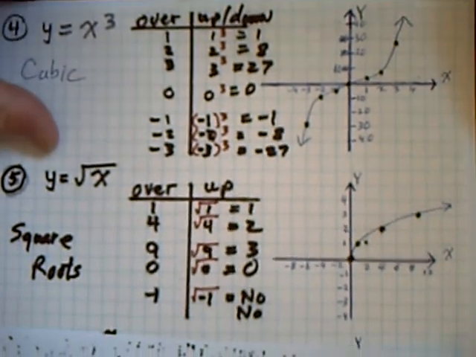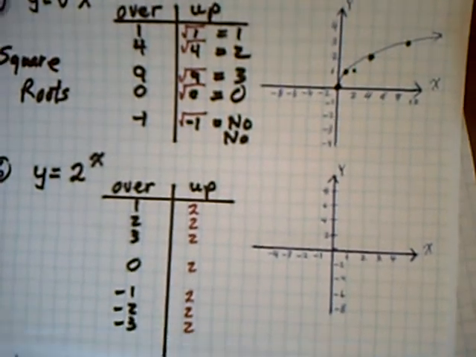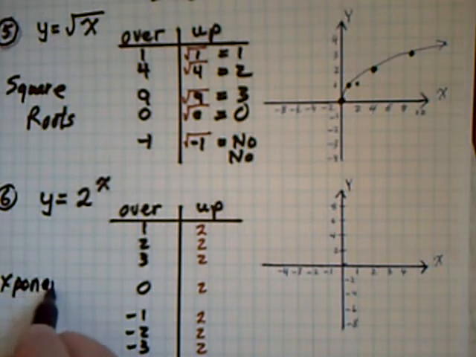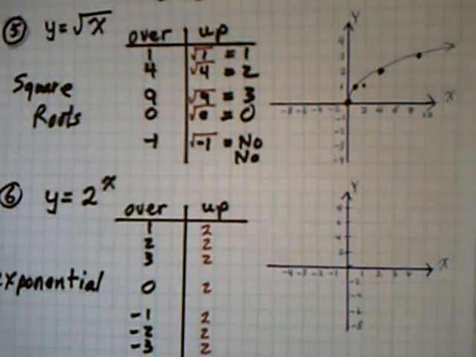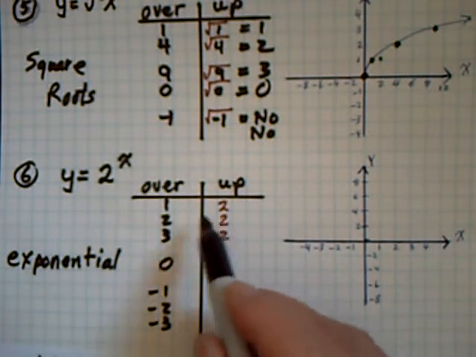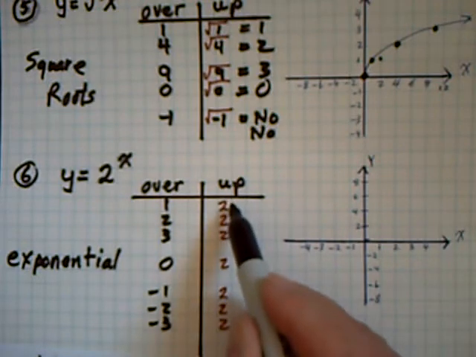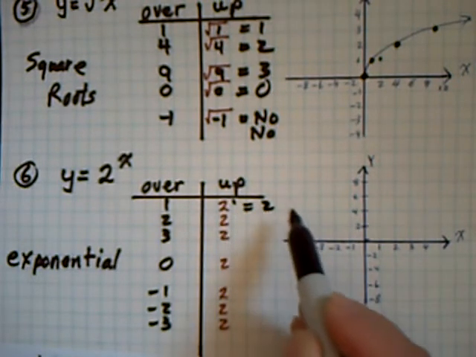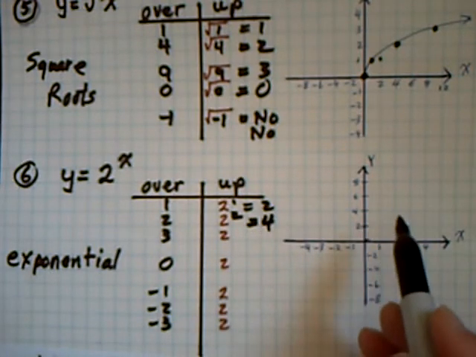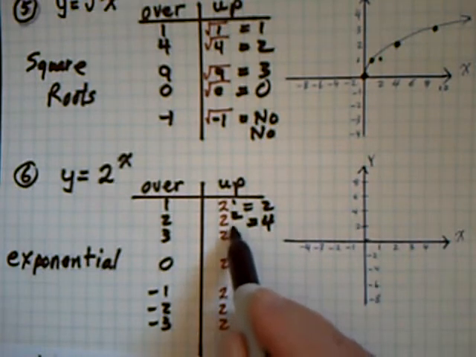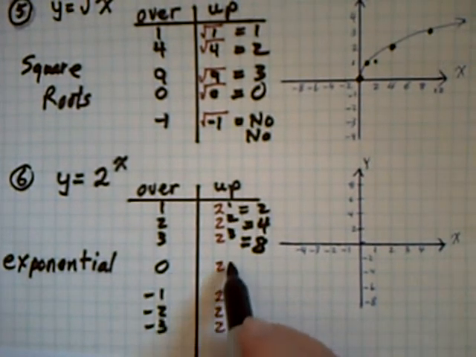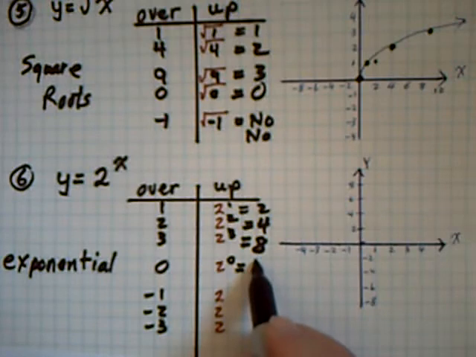The sixth curve that we're going to look at is what we call an exponential curve. You've probably heard the phrase exponential growth, and you'll see why. This is 2 to the power x. So if I go over 1, which is my x value, I'm going to go up 2 to the power 1, which is 2. But if I go over 2, I'm going to go up 2 to the power 2, which is 4. And if I go over 3, I'm going to go up 2 to the power 3, which is 8. Now if I go over 0, I'm going to go up 2 to the power 0, which is 1.